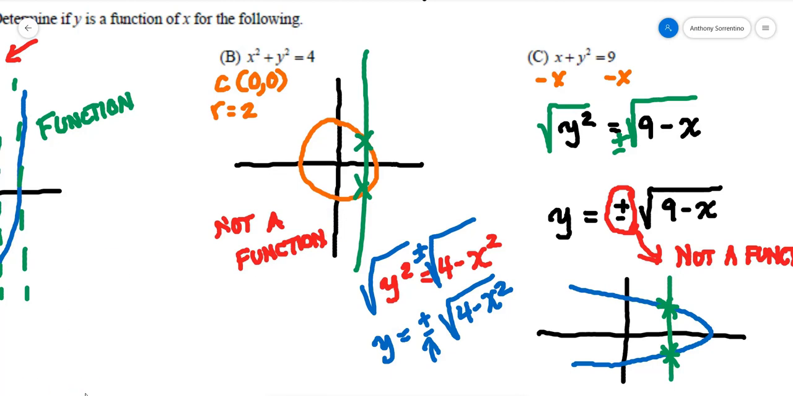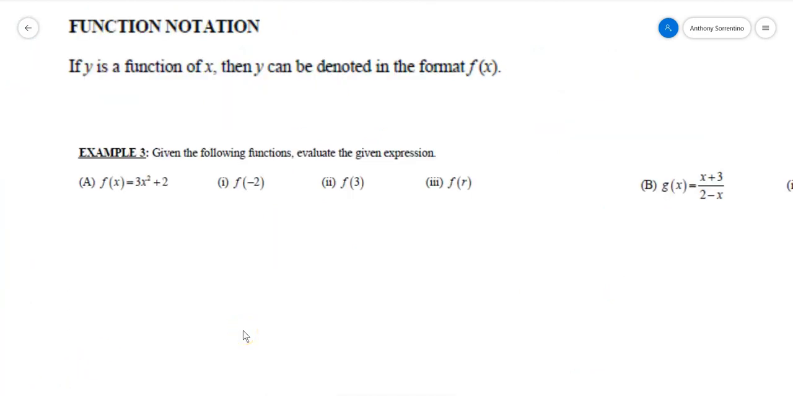So let's talk about what function notation looks like. Once I establish that something is a function, I can rewrite it in function notation, which is kind of a shorthand. When I have these formulas that were above, I had y isolated, but now I'm assuming that y equals some function of x. So you're going to see f of x in the place of where y was. That's really the only difference.